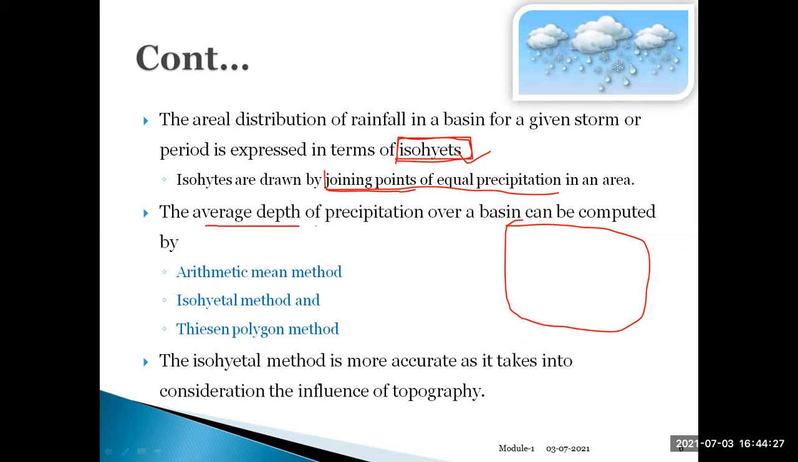The average depth of precipitation in a basin can be computed. We have various methods like the arithmetic mean method, the isohyetal method, and the Thiessen polygon method. Those are the methods used to calculate the average depth of precipitation. Compared to the arithmetic mean and Thiessen polygon methods, the isohyetal method is more accurate, because it takes the topography into account. It considers the influence of the topography of the land, so it gives a more accurate result.